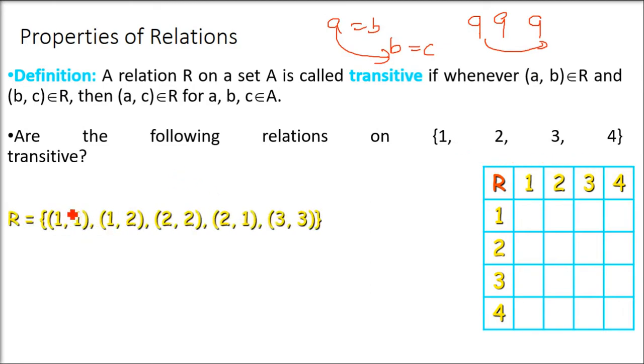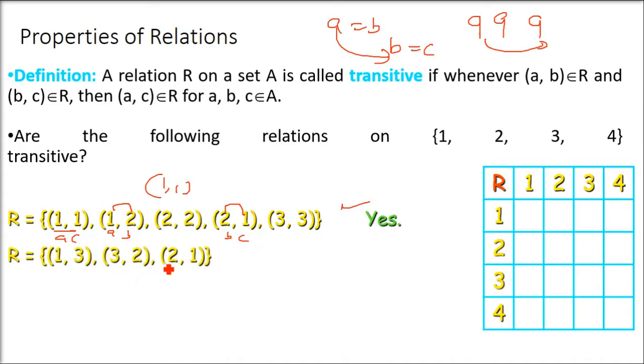1, 2, 3, 4 is our set A. Tell me whether this R is transitive or not. See, (1,1) is okay, no problem. (1,2) is there, (2,1) is there, so (1,1) is also there. (1,2) is (A,B), (2,1) is (B,C), so (A,C), (1,1) is there. (A,B), (B,C), and (A,C) is also there, (1,1), right? So this is a transitive relation.